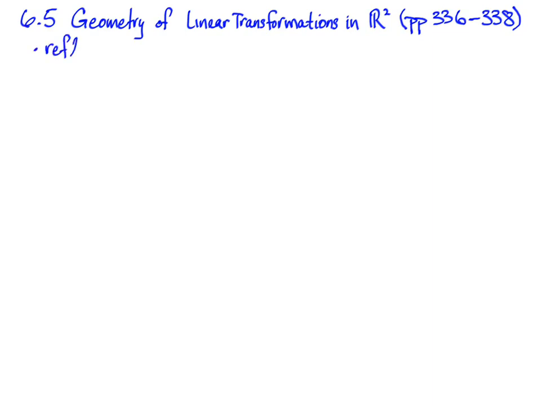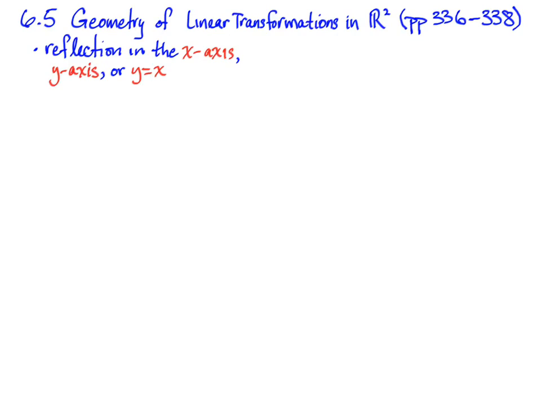So the basic types of linear transformations in R2 are reflections in lines. And so the most basic reflections are reflections in the x-axis, or reflections in the y-axis, or reflections in the line y equals x. So these are basic, and other types of reflections in other lines can be represented by combinations of some of these basic types.